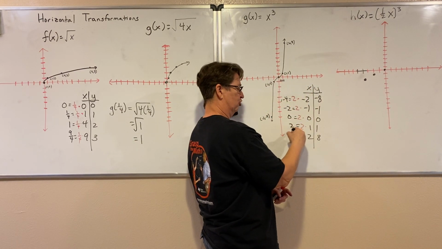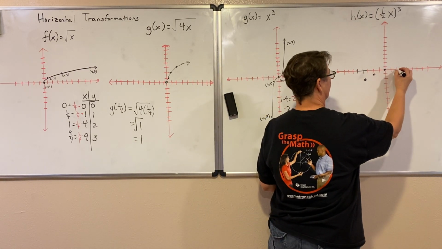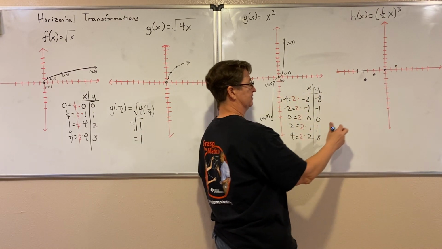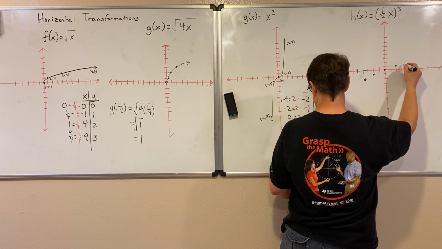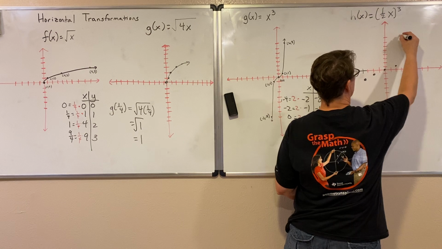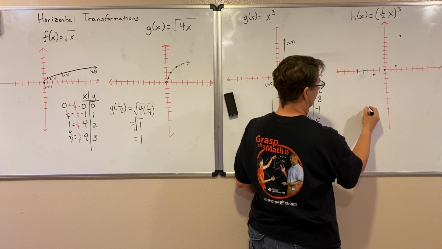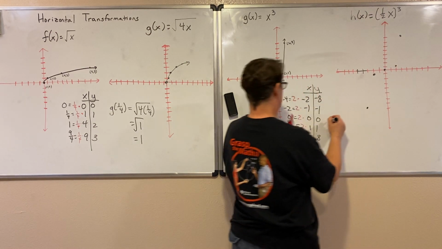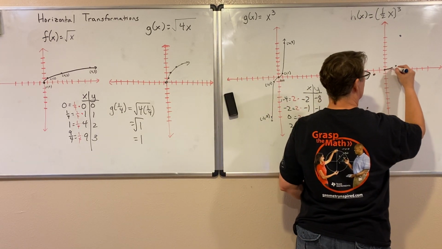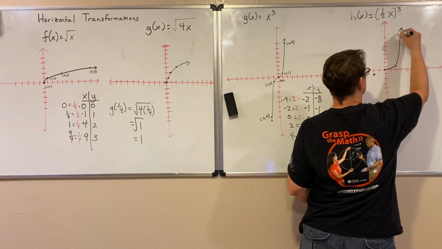There's a point at 2, 1. And there's a point at 4, 8. This should have been at -8, sorry. This one should have been at -4, -8. So now, notice my cubic function.